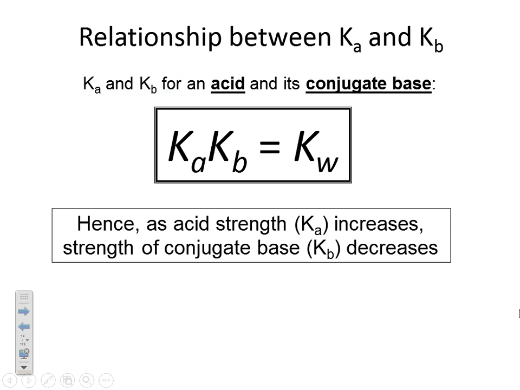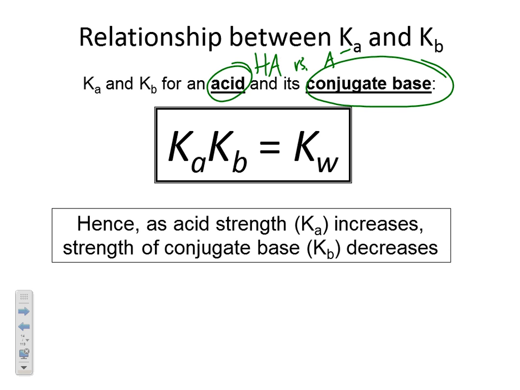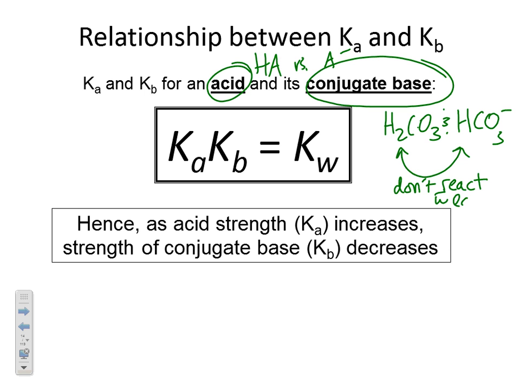There's a big relationship between Ka and Kb. So if you consider an acid and its conjugate base. So this would be, for example, HA versus A minus, right? That would be an acid and its conjugate base. Or to take an actual example, we could do H2CO3 and HCO3 minus. Remember, acids and their conjugate bases don't react with one another. And hopefully you remember, the stronger an acid, the weaker its conjugate base.